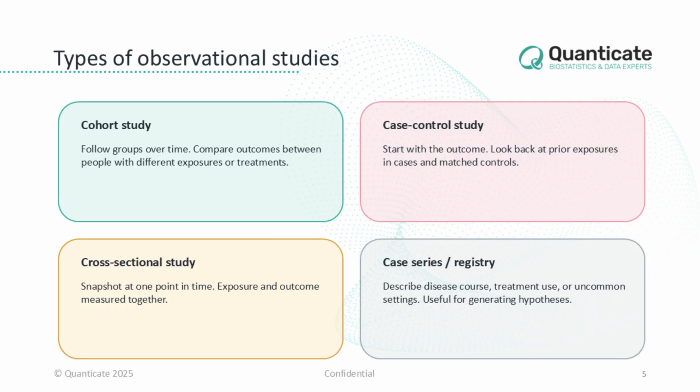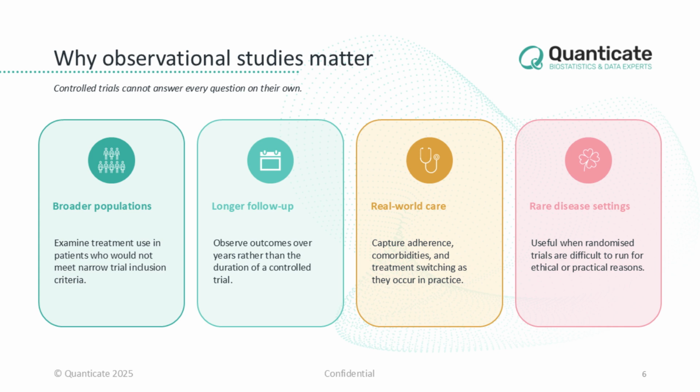Observational studies can take several different forms. In a cohort study, groups are followed over time and outcomes are compared between people with different exposures or treatments. In a case control study, the analysis starts with the outcome and looks back at prior exposures. Cross-sectional studies provide a snapshot at one point in time. Case series and registries can help describe disease course, treatment use, or uncommon settings, where the immediate aim is to generate hypotheses.